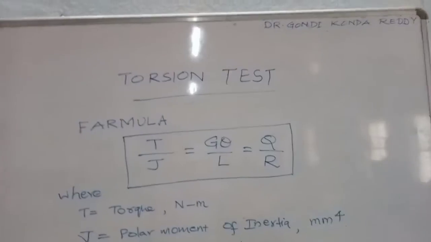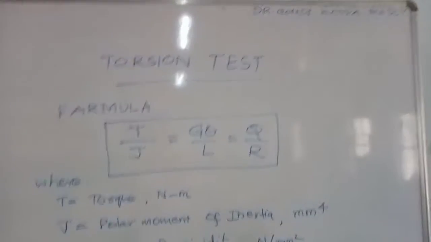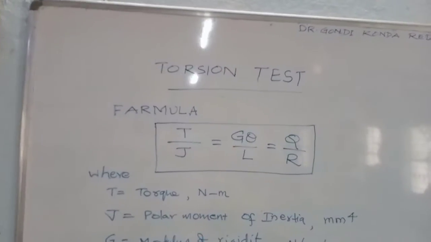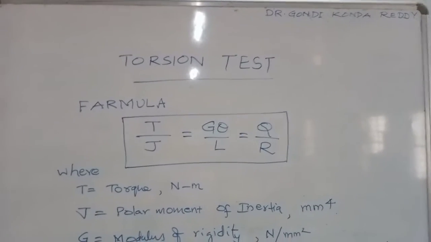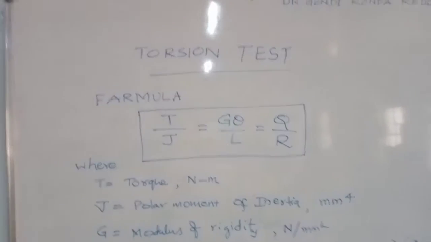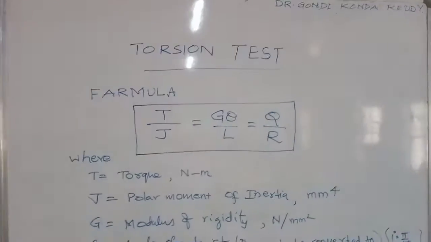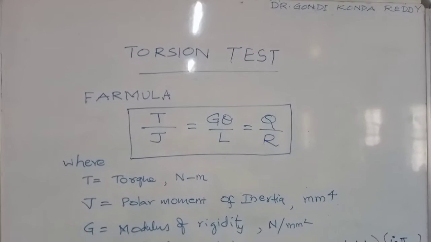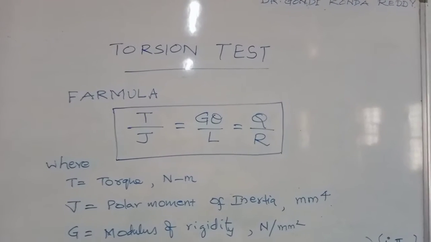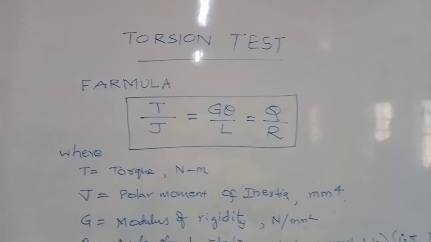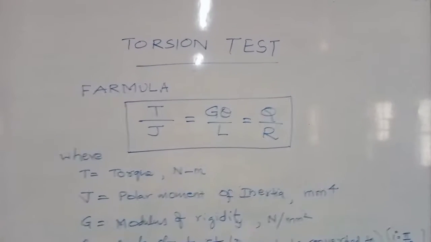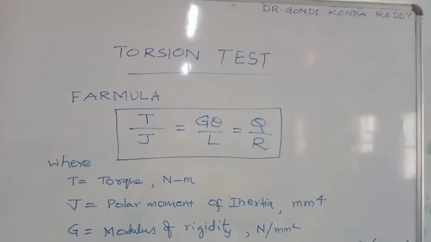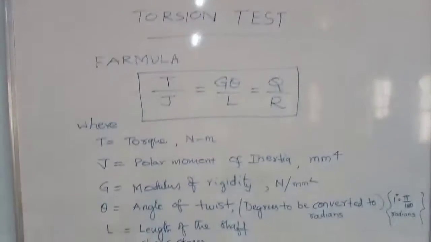I would like to explain one of the innovative experiments by our students. It is about the torsion test. We know that for the given shaft, we have to conduct the torsion test on a torsion testing machine. But here we did the same experiment to find the material's modulus of rigidity on a UTM, universal testing machine. Instead of a torsion testing machine, we are using a UTM. That is the innovation here.